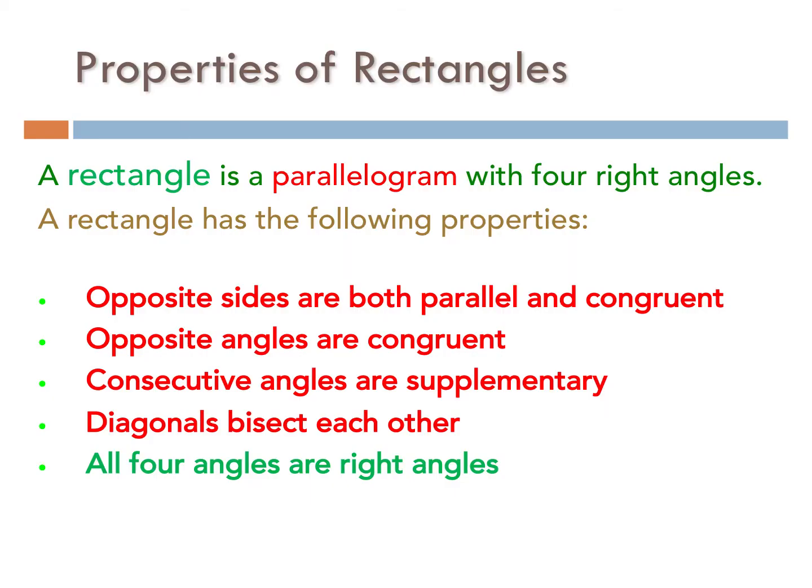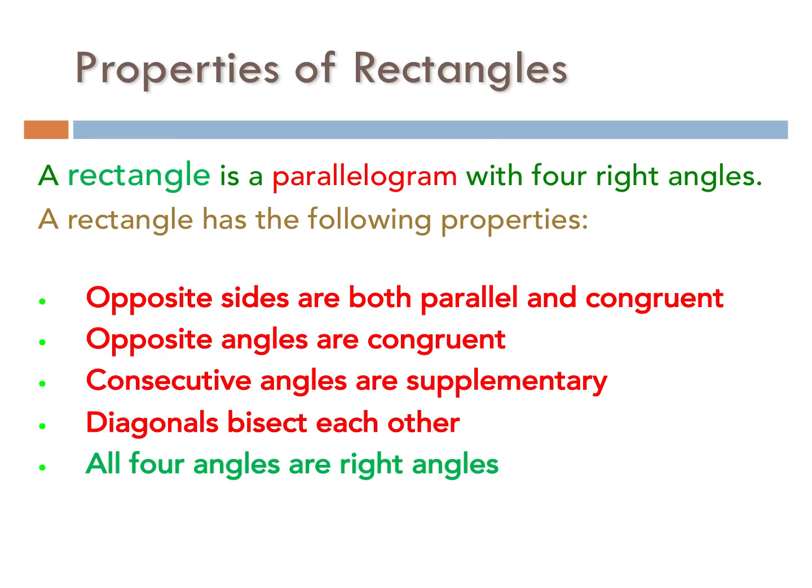All right, so let's go ahead and start by defining what a rectangle is. It is a parallelogram, but it's going to have 4 right angles. Sometimes you're also going to see that as 4 congruent angles because it's a quadrilateral. If all 4 angles are congruent and they have to add up to 360, they have to be 90 degrees, which makes them right.